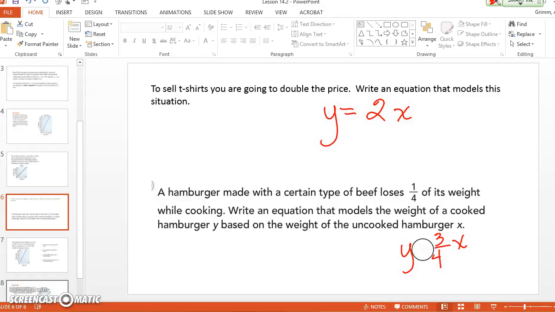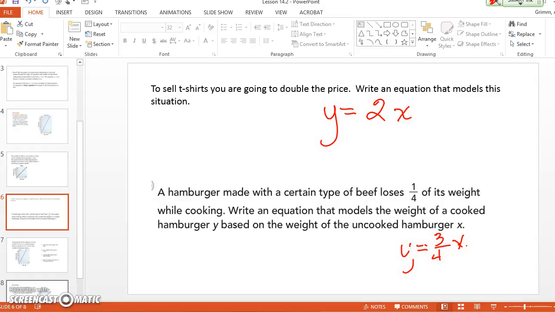Because however much weight you have, you're only going to get to keep 3/4 of it for the cooked weight. Does that make sense? We're taking out the 1/4. If 1/4 is what we lose, what do we keep? We keep 3/4 of it. So if I made 10 pounds, I would take 3/4 times 10. That's how much I would get to keep of the meat.